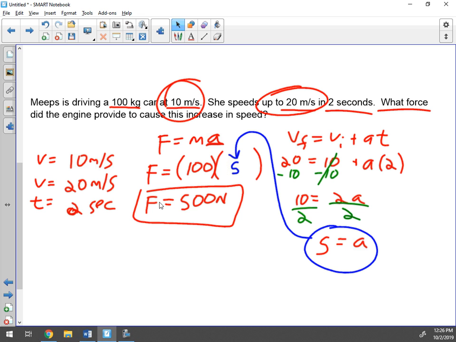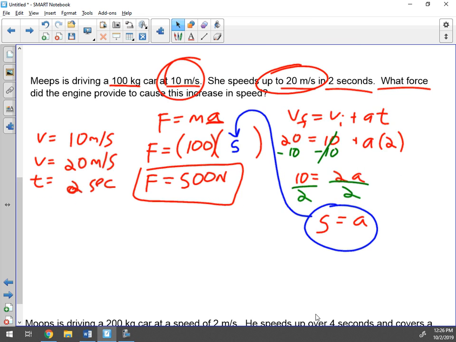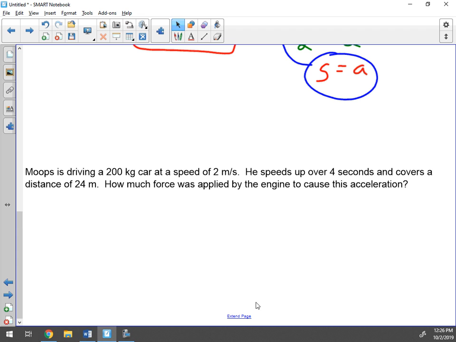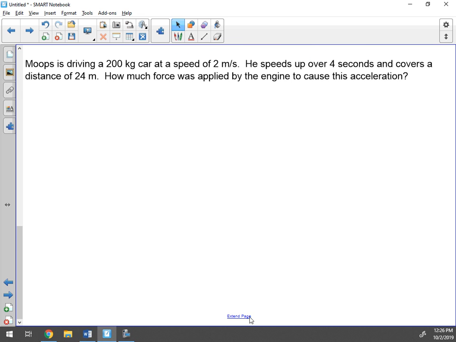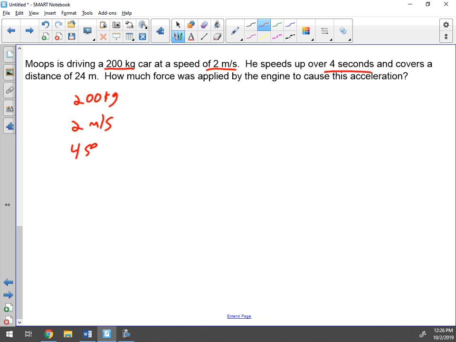Let's do one last problem. The last problem is going to have Moops drive this time. Moops is driving a 200 kilogram car. So we're going to do the same thing. We're going to pull out this information. 2 meters per second. We have 4 seconds. 24 meters. How much force? So that is my question mark.